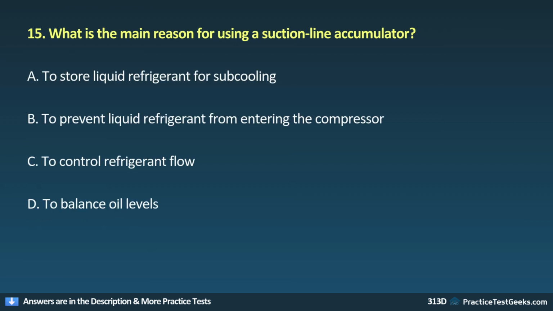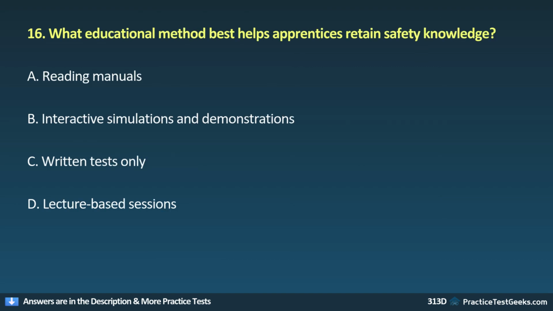15. What is the main reason for using a suction line accumulator? A. To store liquid refrigerant for subcooling. B. To prevent liquid refrigerant from entering the compressor. C. To control refrigerant flow. D. To balance oil levels.